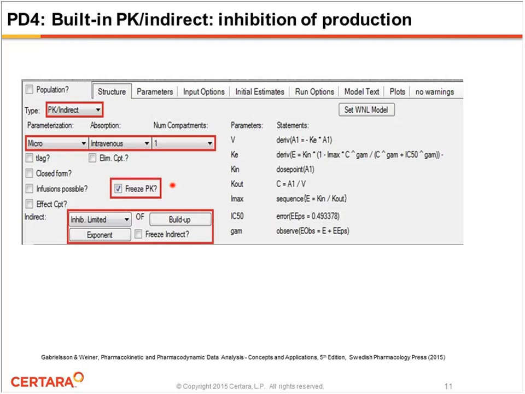And then to specify the turnover model in built-in mode, we'll select inhibition limited of buildup. And then toggling the exponent on will introduce gamma into the model. So this is the PML code that's written for the built-in model.